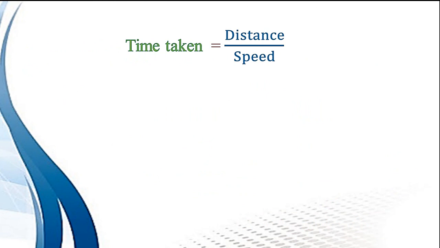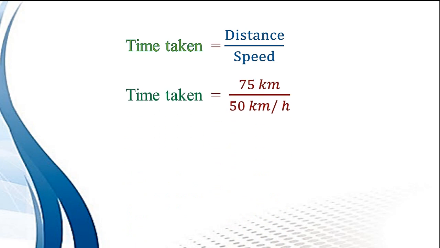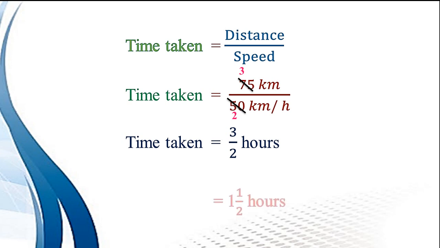We want to find the time taken, that is time taken equals distance divided by speed. Distance is 75 kilometers divided by speed, that is 50 kilometers per hour. When you simplify, we will get 3 by 2. Then write time taken equals 3 by 2 hours. When converted into a mixed fraction, that is 1 1 by 2 hours.